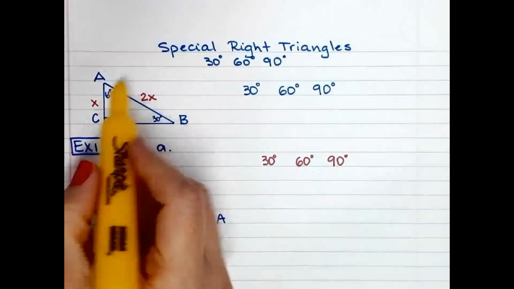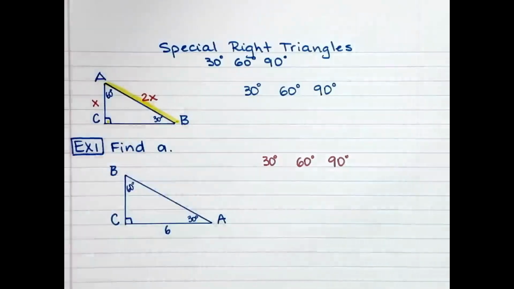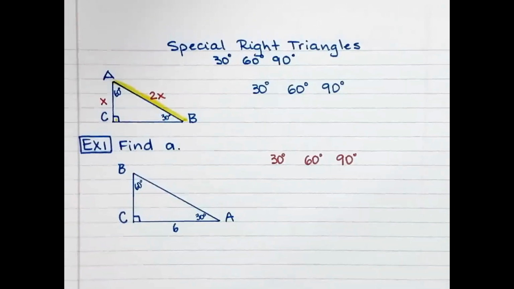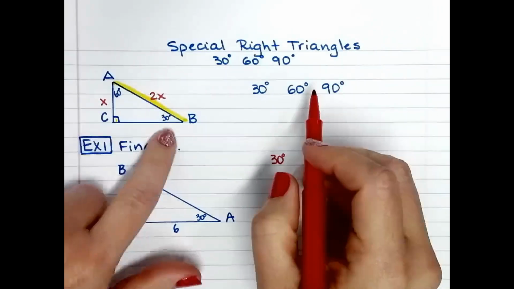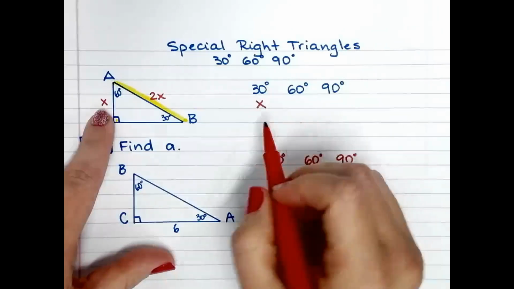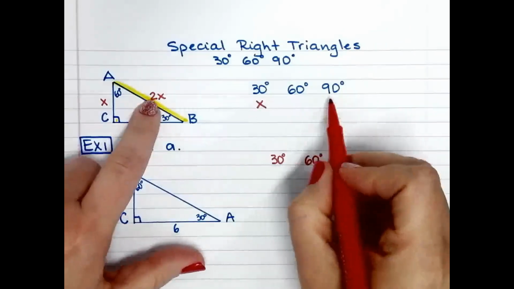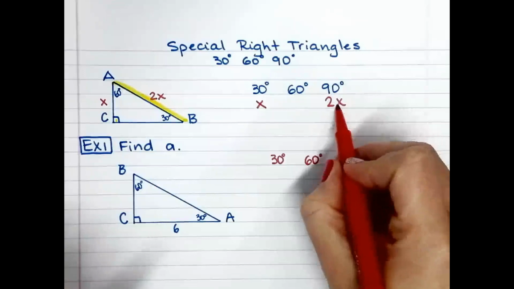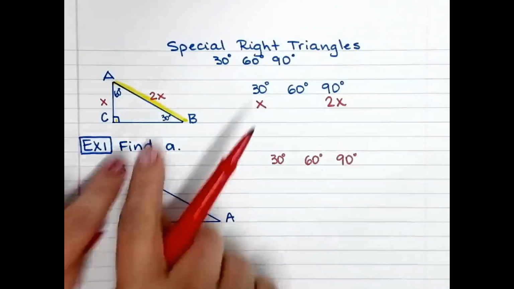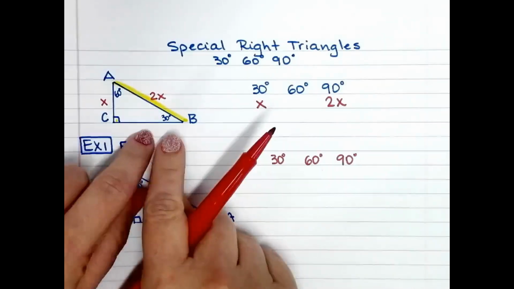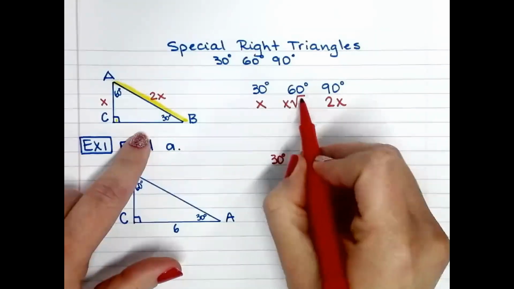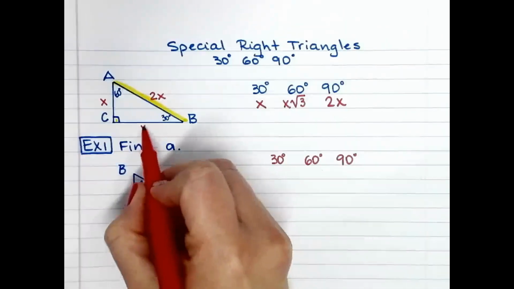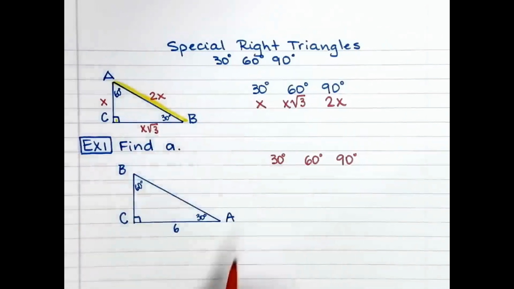I like to highlight the hypotenuse right there, and the hypotenuse is always across from 90 degrees. So that's 2 out of the 3 that you have to know. The short leg is x, whatever the length is, and then you double to get the hypotenuse, 2x. Now, to get what's right there at 60 degrees, you take x and multiply by square root of 3. So x square root of 3. These are the ratios for the 30, 60, 90.